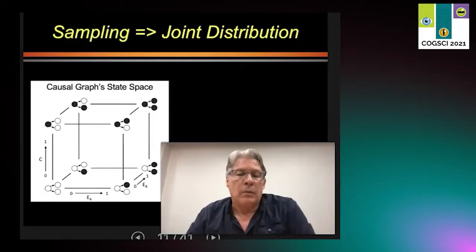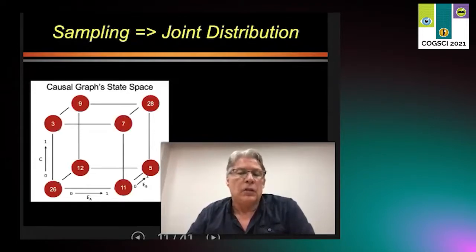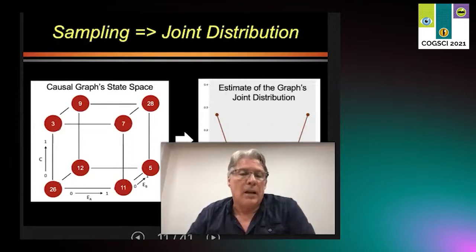After sampling is complete, we simply count up the number of visits to each state and then normalize, thus yielding an estimate of the causal graph's joint distribution. That is, the result of sampling is to assign a probability to every state of the causal system, and that joint distribution can be used to derive other important quantities, such as conditional probabilities.